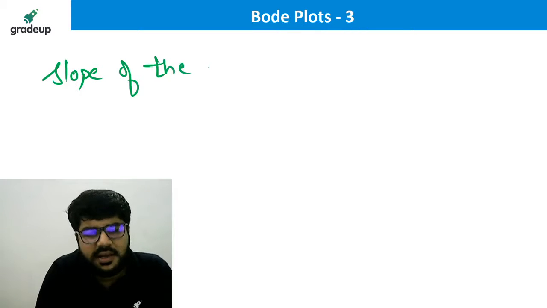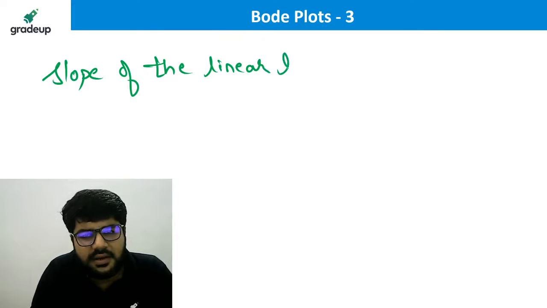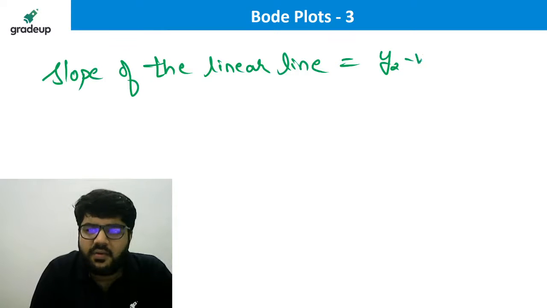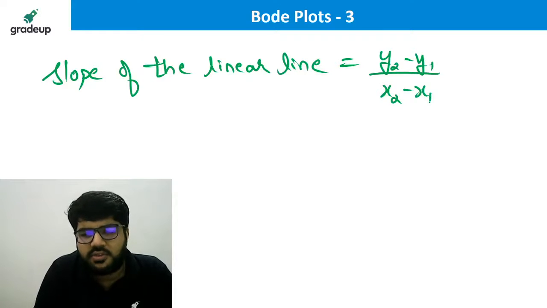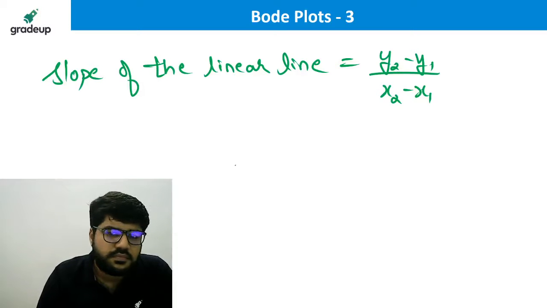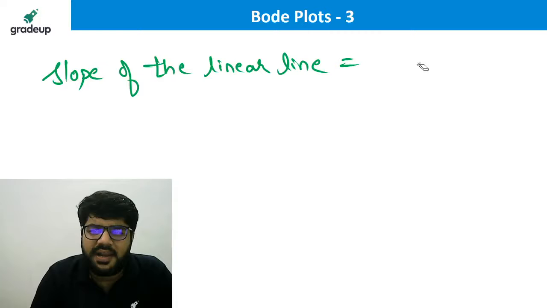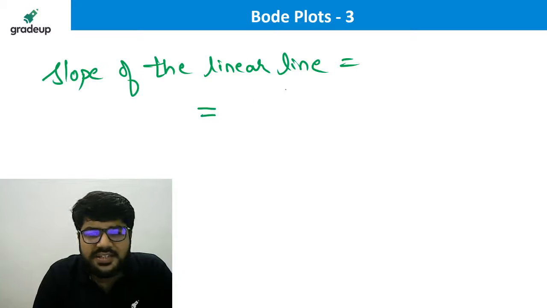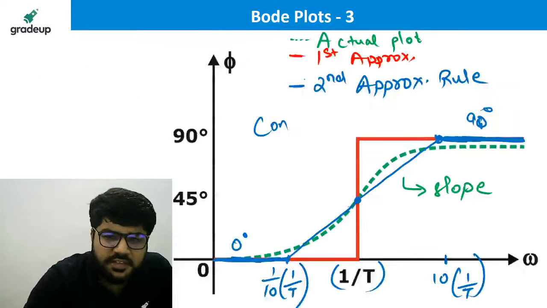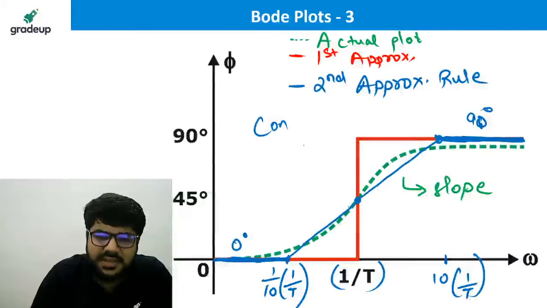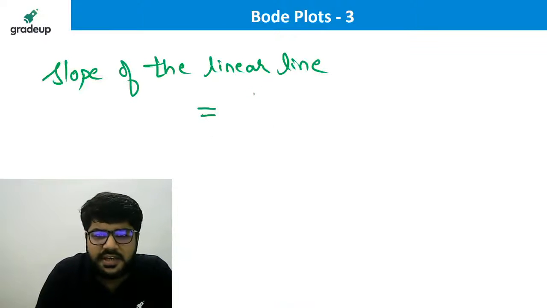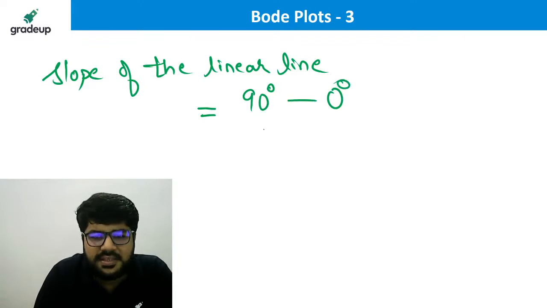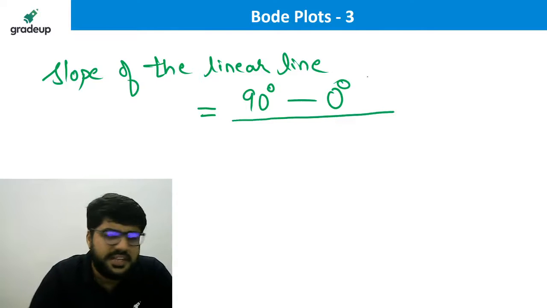Slope of the linear line joining the low frequency and the high frequency asymptote. Slope, guys, is always given by the formula y2 minus y1 upon x2 minus x1. Rather than using the formula, let's write down the change in phase upon change in frequency. What is the change in phase? When you go from the low frequency side to the high frequency side, the change in phase is 90 degrees, 0 to 90. The change in phase is 90 degrees minus 0 degrees, divided by the change in frequency.